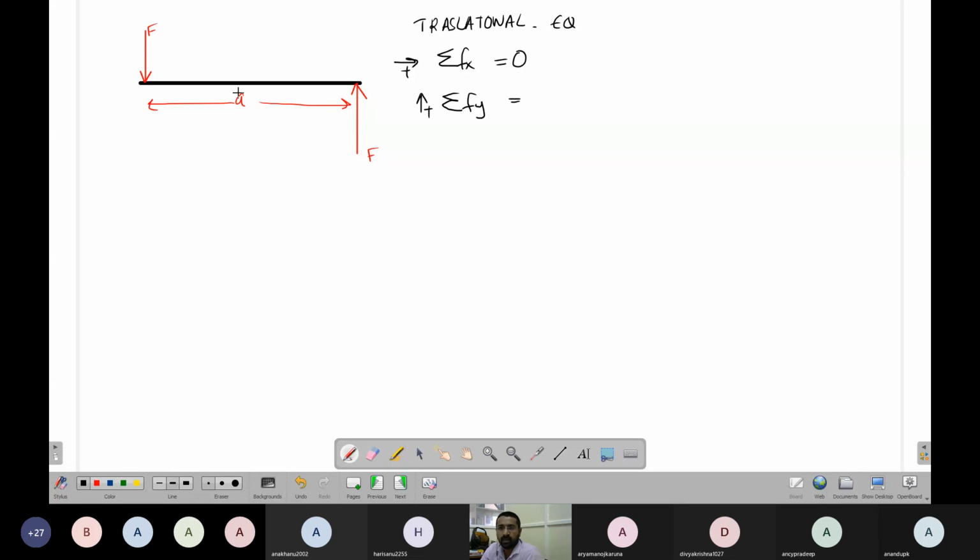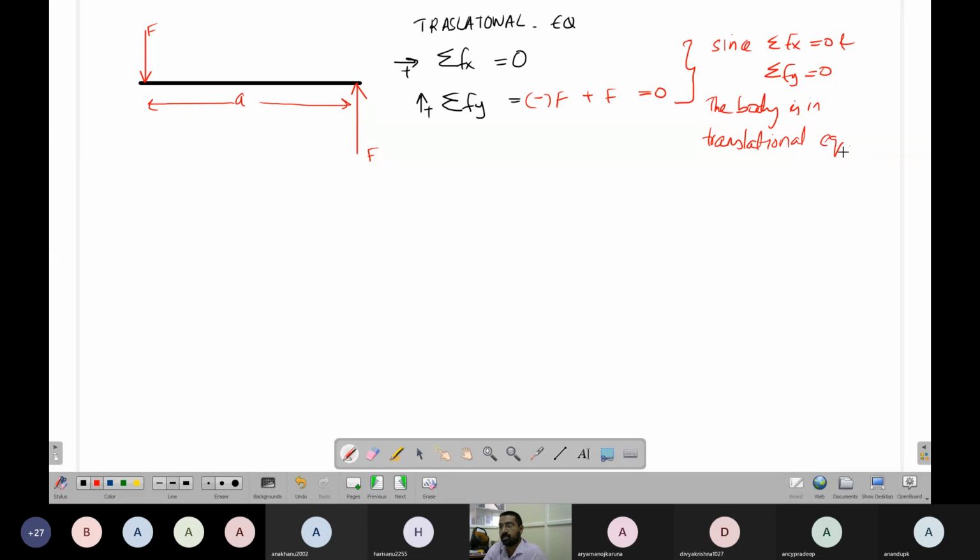Okay, so this F is there, that is in negative direction, minus of F. Then there is this F, that is in plus direction, upward. So this gives me zero. Since summation of Fx equal to 0 and summation of Fy equal to 0, the body is in translation equilibrium. Okay, now checking for rotation equilibrium.